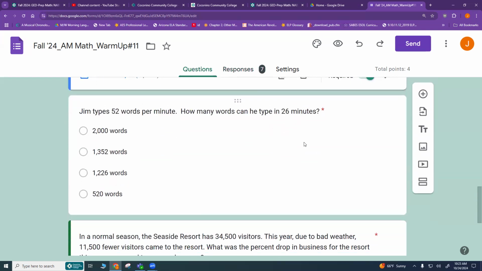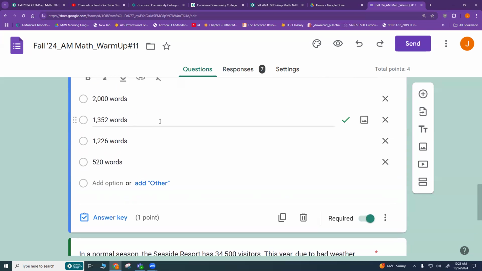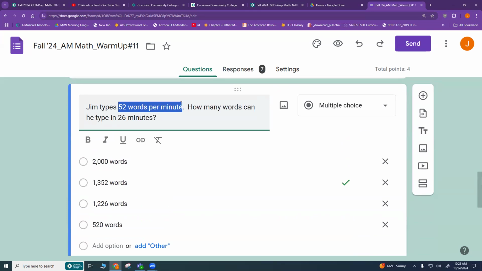All right. Next, Jim types 52 words per minute. So how many words can he type in 26 minutes? B, how'd you get B? Good. So we know Jim's rate, right? His typing rate. And if we multiply his rate times time, then we get, right, we're left with words, right? So hopefully everyone felt good about that. So that's our rate, right? This is still a ratio, 52 words in 1 minute.